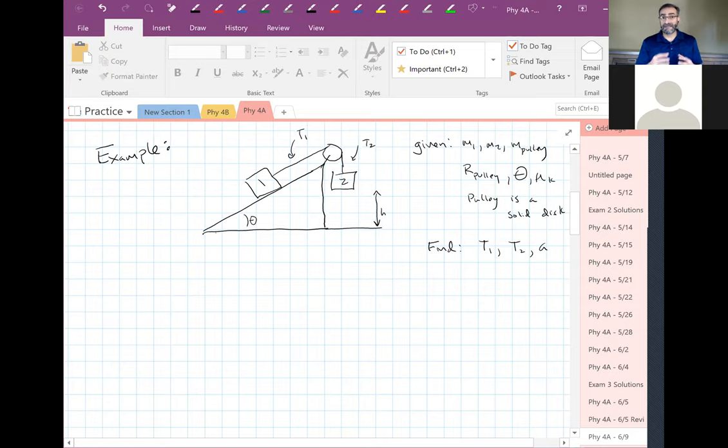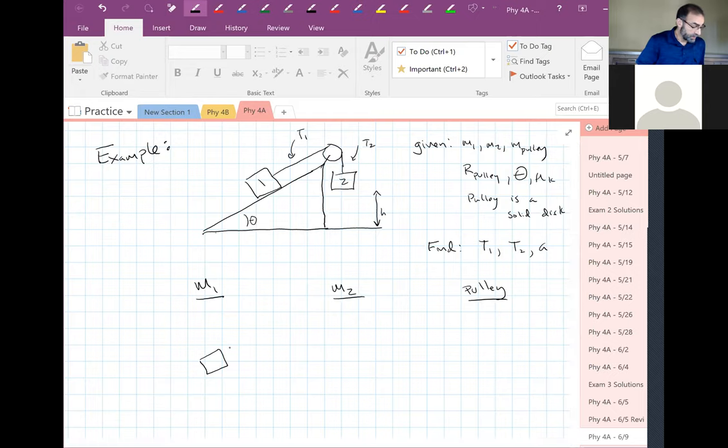Let's draw a free body diagram for every mass in our system. We have three masses now in our system. We have M1, M2, and the pulley. Okay, what's touching M1? What do we know? We have to know which direction this thing goes. When we release it, M2 goes down and M1 goes up. It's going to move in this direction.